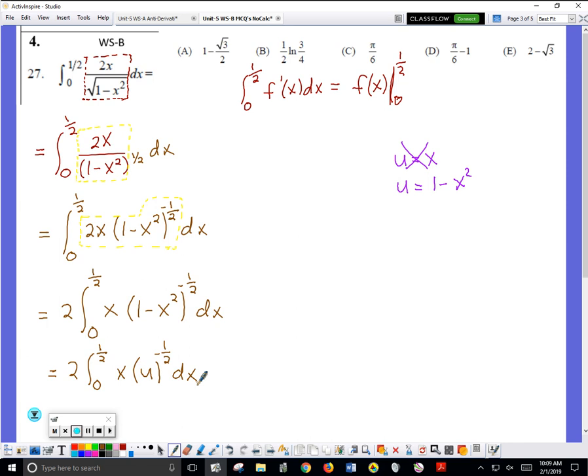So now I've substituted this one. I've got to substitute for x dx. So I take the derivative of both sides. So du equals, that would be 0, and this would be negative 2x. You always multiply the dx across. I'm going to divide by the negative 2.